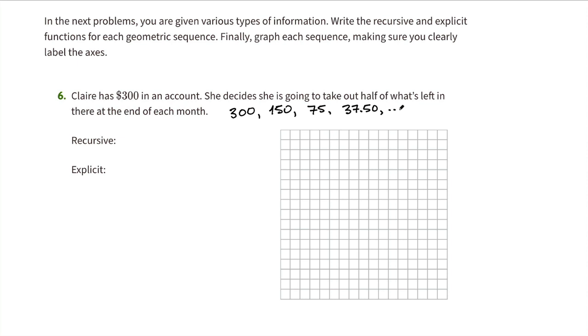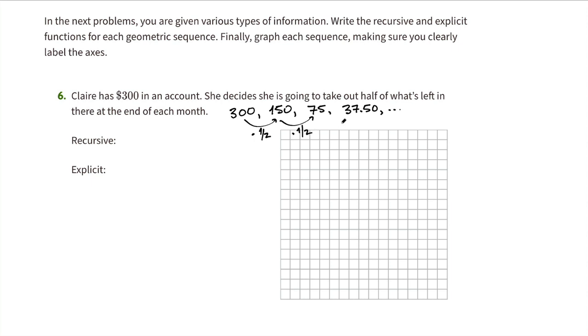Well, we can see here that what's happening, the pattern, is we're multiplying by a 1/2. Now you can think of this as dividing by 2, but it's usually easier to think of these in terms of just multiplication. So multiply by a 1/2 each time.